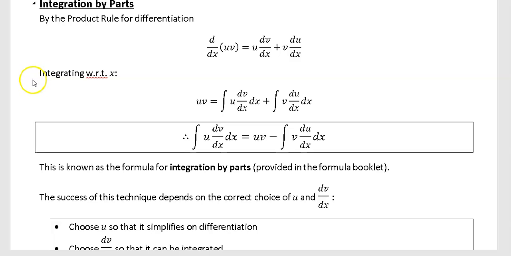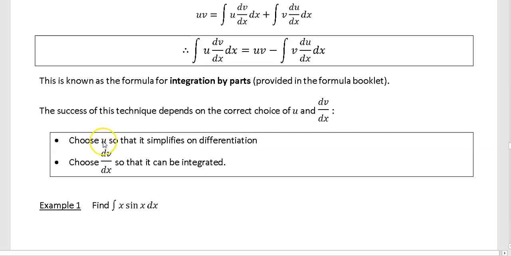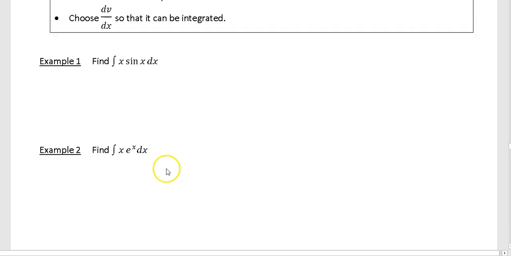Okay, we're going to look at how we do this. Generally, you choose your u so that it simplifies on differentiation, so that the du by dx term is an easier term to integrate. And you choose dv by dx so that it can be integrated. We're going to look at a couple of examples, and there'll be a special example which they're very fond of in examinations.